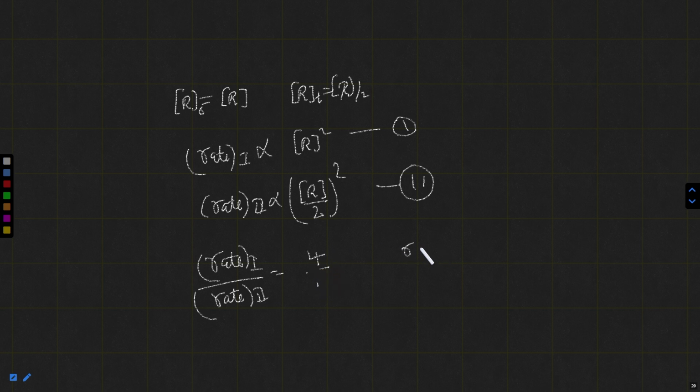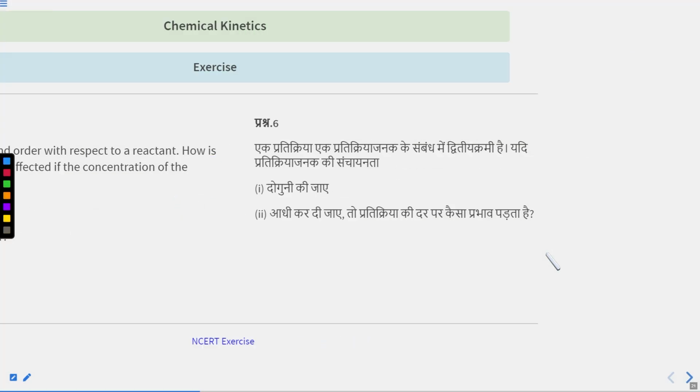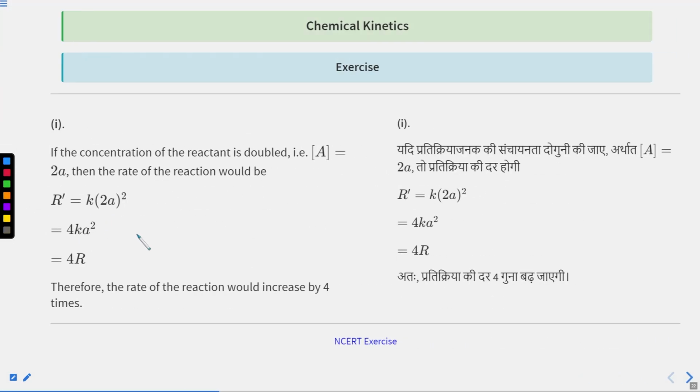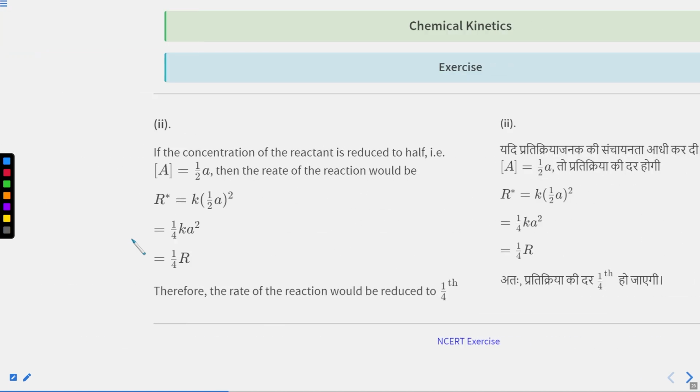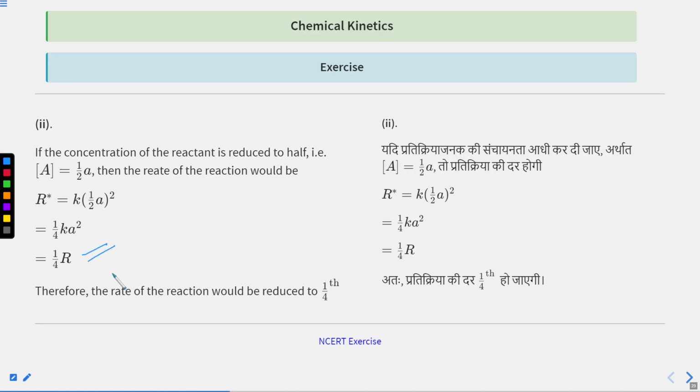Now what will the rate of reaction be? If you just cross multiply it, you will get rate 1 as 1 by 4 of rate 2. So we can say that after halving the concentration, you get 1 by 4th of the initial rate, right? Let us look at the answer. So it is increased 4 times in the first case, and reduced to 1 by 4 times in the second.